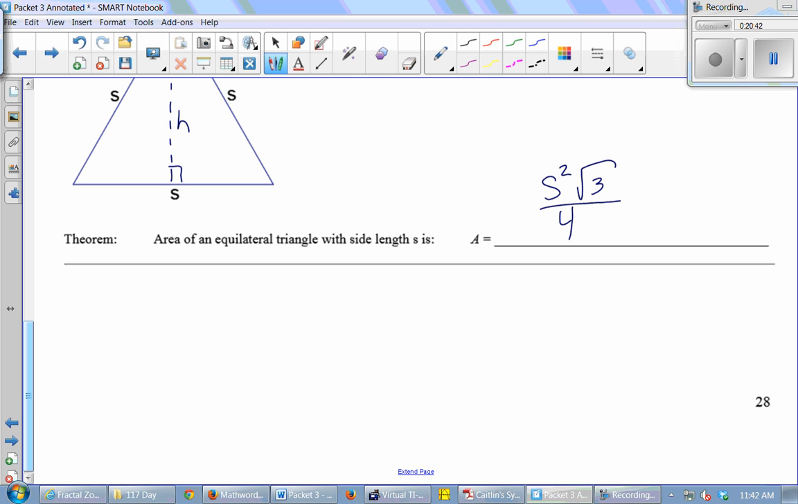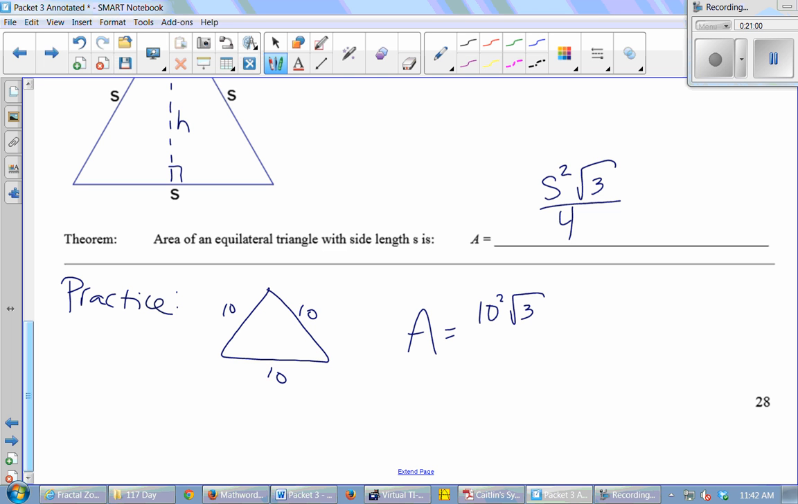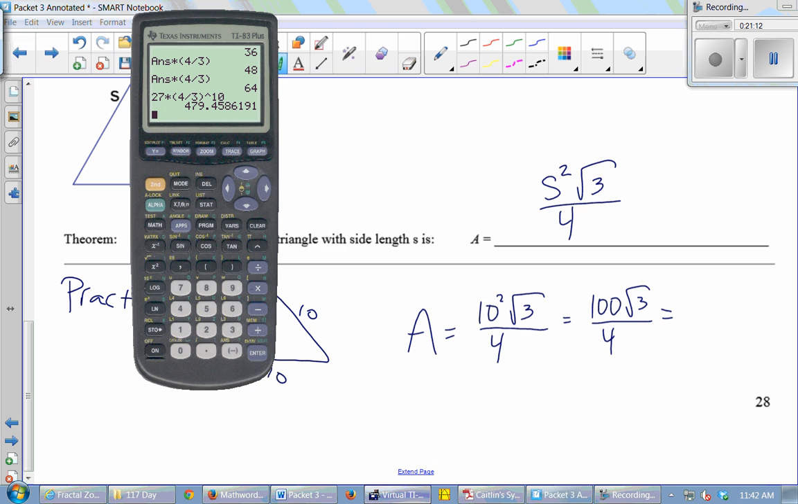So let's say I have, just for a little practice, an equilateral triangle. All 3 sides have length 10, right? The area of this triangle would be 10 squared times the square root of 3 divided by 4. So that would be 100 times the square root of 3 divided by 4. And then you can just have your calculator do the work here. 100 times the square root of 3 divided by 4. About 43.